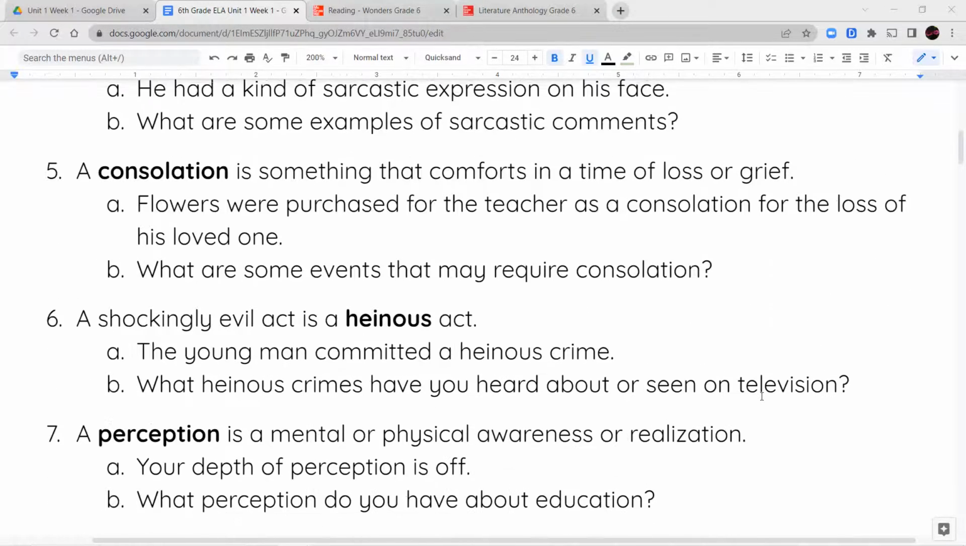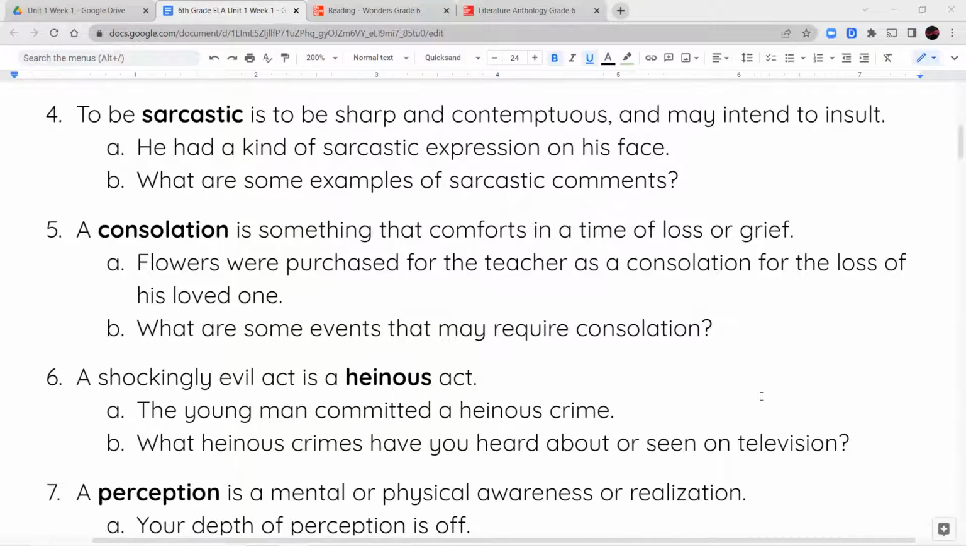Next is the word sarcastic. So to be sarcastic is to be kind of sharp and contemptuous. And sometimes it's meant to be insulting, not necessarily all the time. So you can say, he had a kind of sarcastic expression on his face. Or in question form, you can say, what are some examples of sarcastic comments?